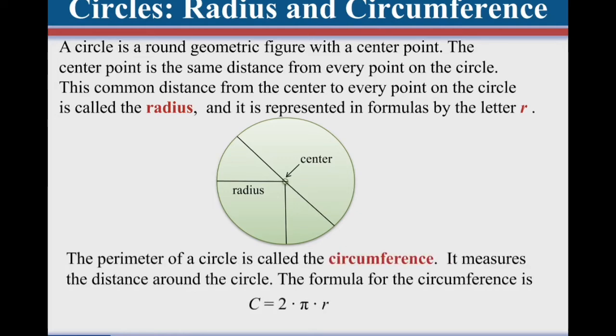The perimeter of a circle is called the circumference. So for the perimeter of a rectangle or the perimeter of a triangle, we just say it's the perimeter of those different shapes. But the circle has a special name. It's called the circumference. It measures the distance around the circle. And the formula for the circumference is C is equal to 2 pi r.